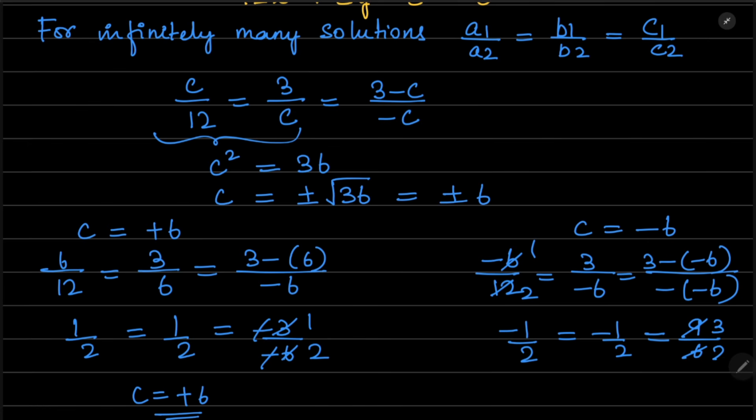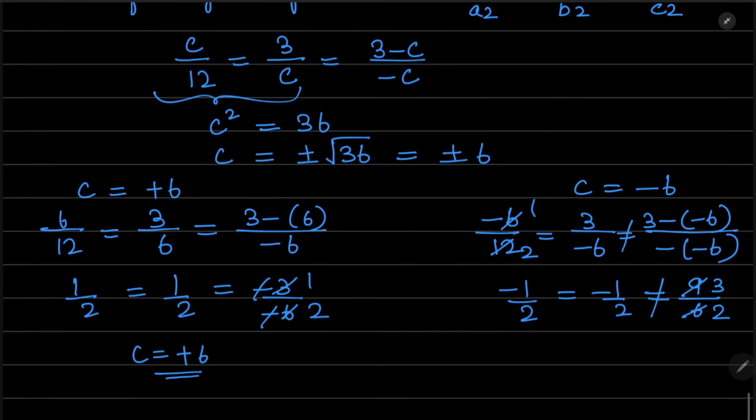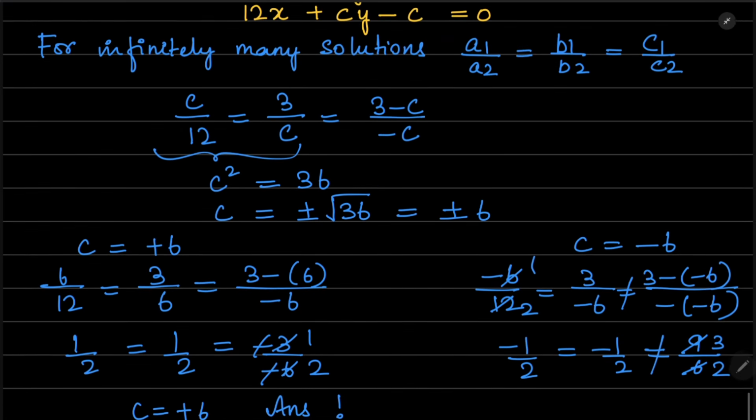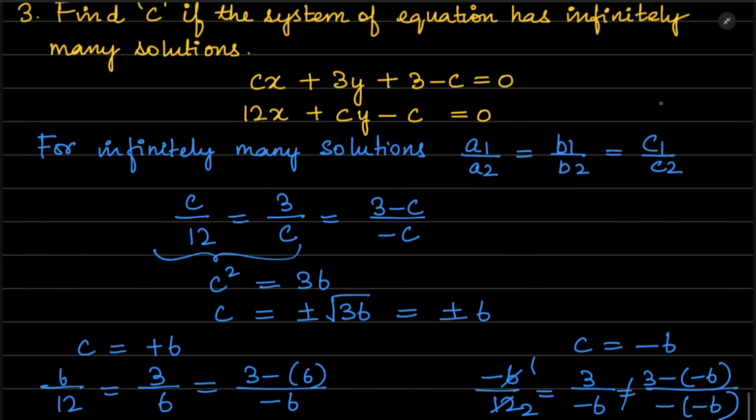So what do you get? 3 3s are 9, 3 2s are... So it's not equal is what you're getting. So C equal to minus 6 is not the right answer. C equal to plus 6 is the correct answer. Is it clear? Okay, so the most important thing to remember is this one.